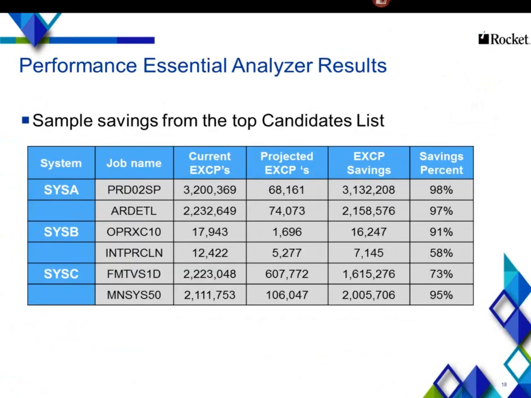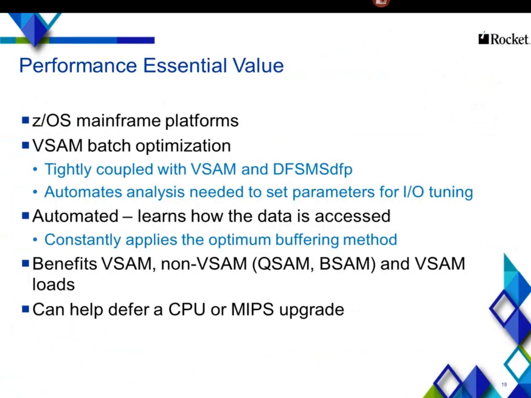The analyzer also produces detailed reports of candidates with job names, step names, program names, and even dataset names. This can help you decide which applications will benefit the most from using Performance Essential. Performance Essential runs on all z/OS mainframe platforms.